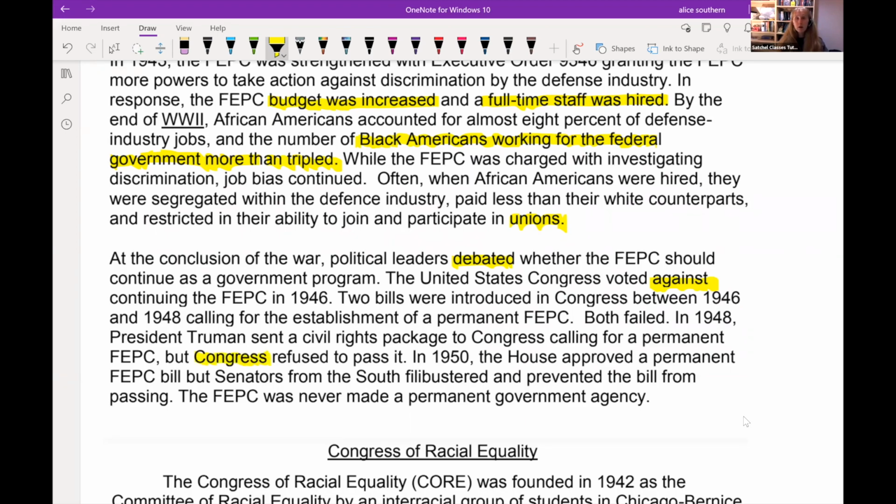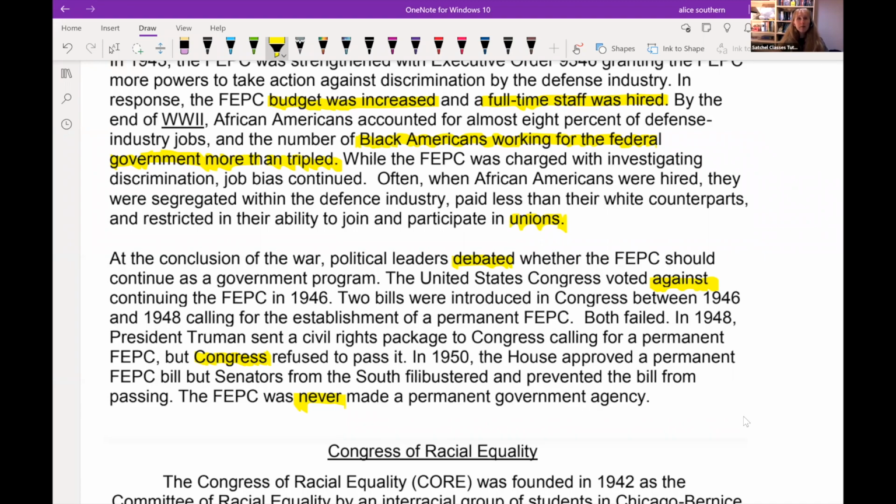So again, as we saw, Congress opposing the New Deal and the progression there. A lot of Congress are Republicans, and they're opposing this as well. In 1950, the House approved a permanent FEPC, but senators from the South filibustered and prevented the bill from passing. It was never made a permanent government agency.